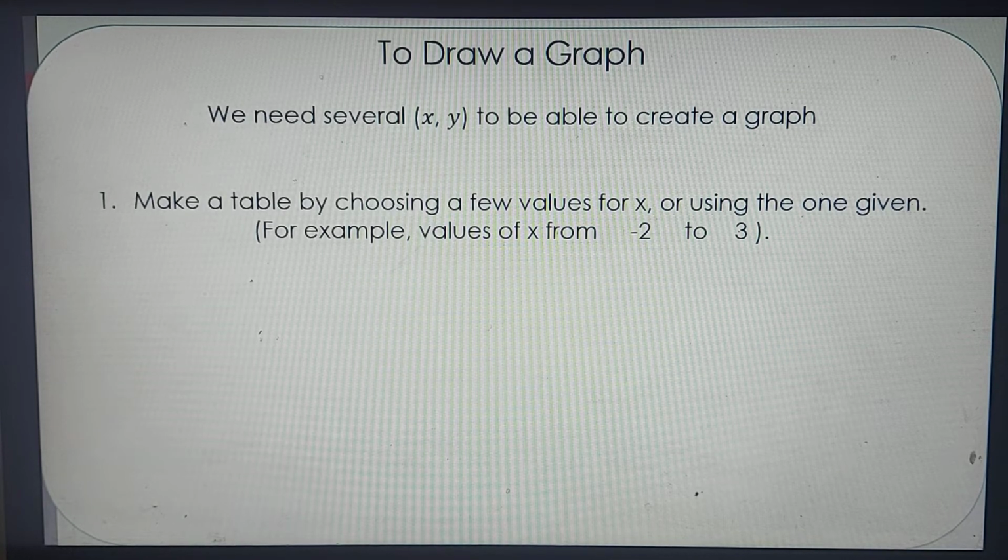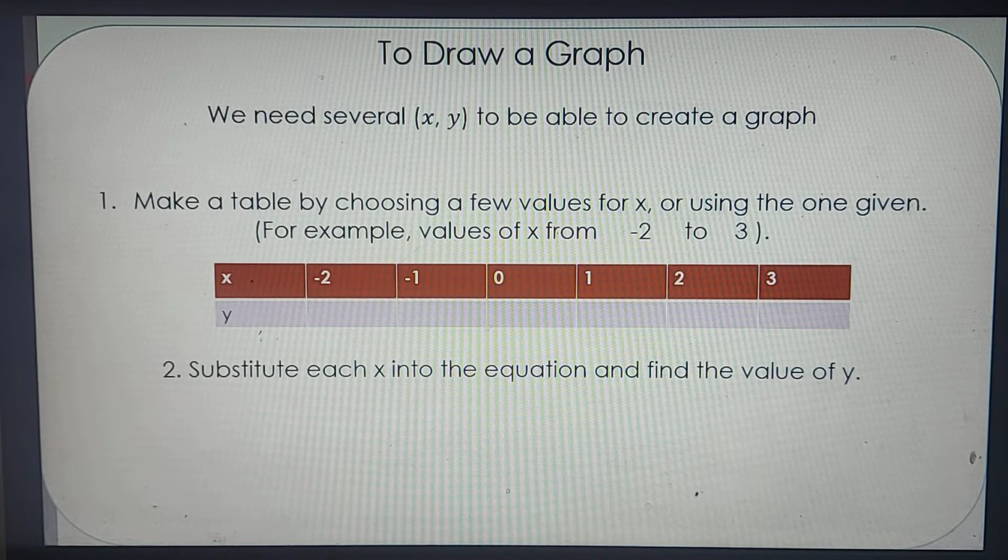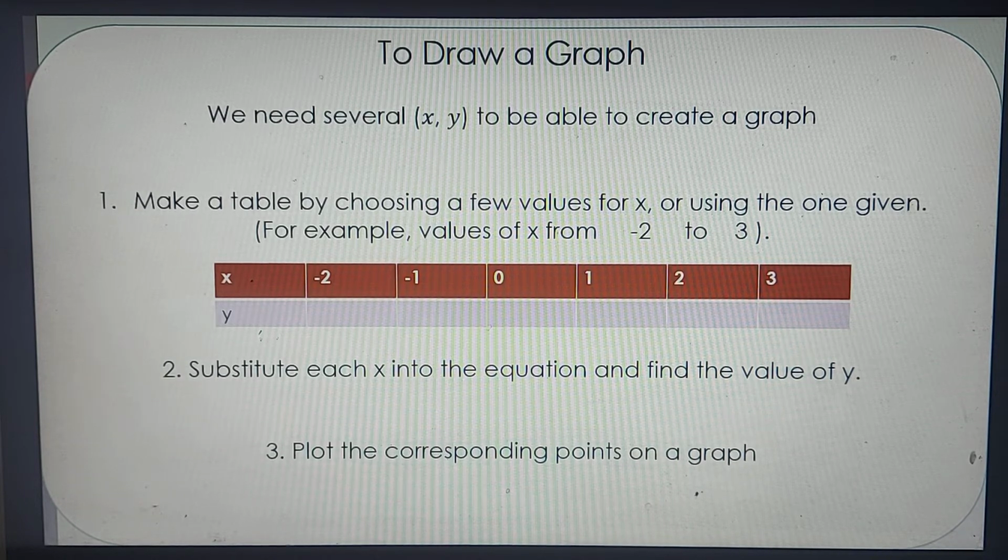Step 1. Make a table by choosing a few values for x or using the one given. For example, you can use values of x from -2 to +3. Step 2. Substitute each x into the equation and find the value of y. Step 3. You plot the corresponding points on the graph. And step 4. You connect the points.